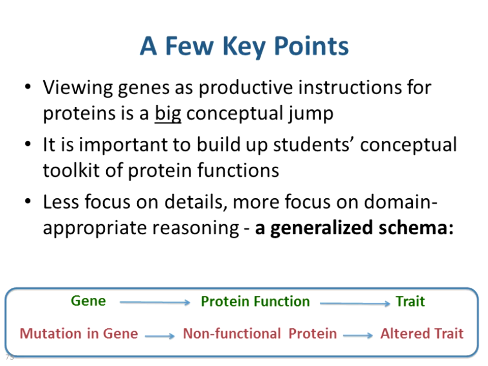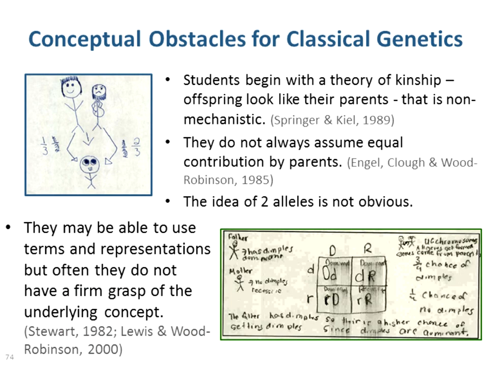And the generalized schema that I'm talking about here is this idea that normally a gene codes for a protein. The protein has some particular function, and then you get a trait. If there's a mutation or a change in this recipe, you get a non-functional protein, and you get an altered trait. Having kids understand that this is a very generative idea will help them reason about a lot of phenomena. So now we're going to shift gears again a little bit and think about conceptual obstacles for classical genetics.